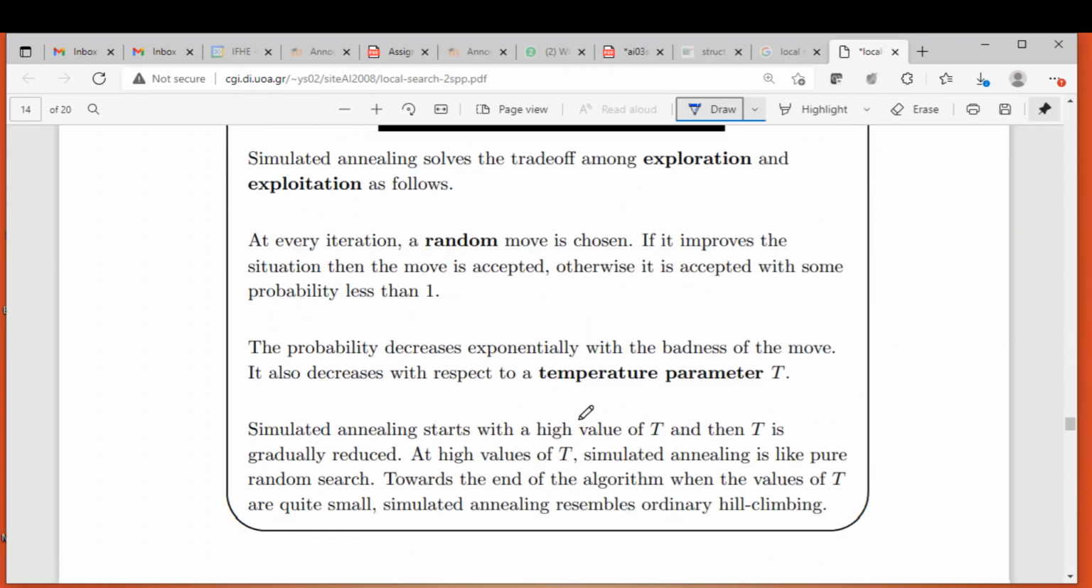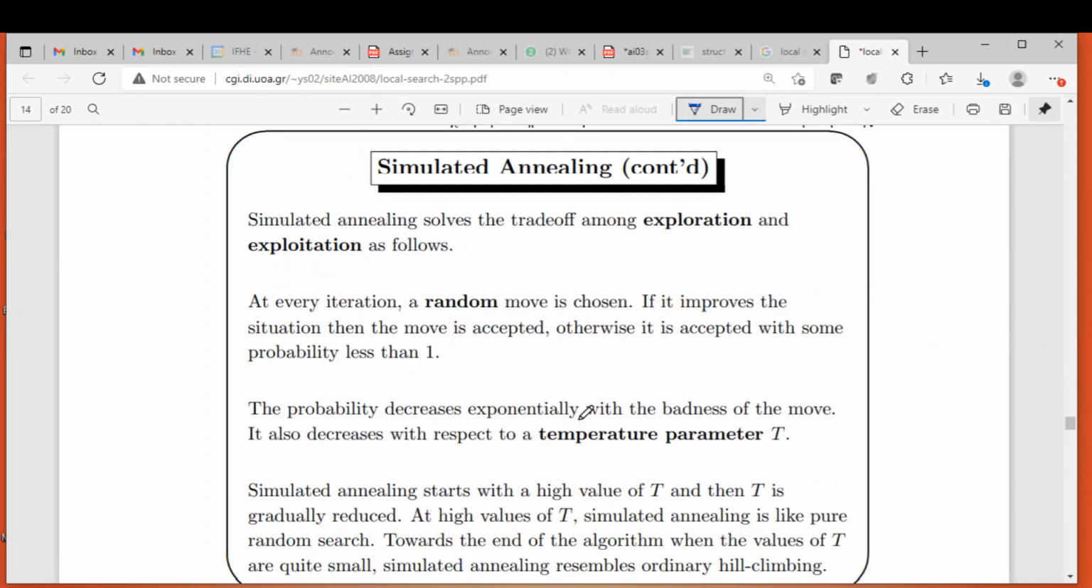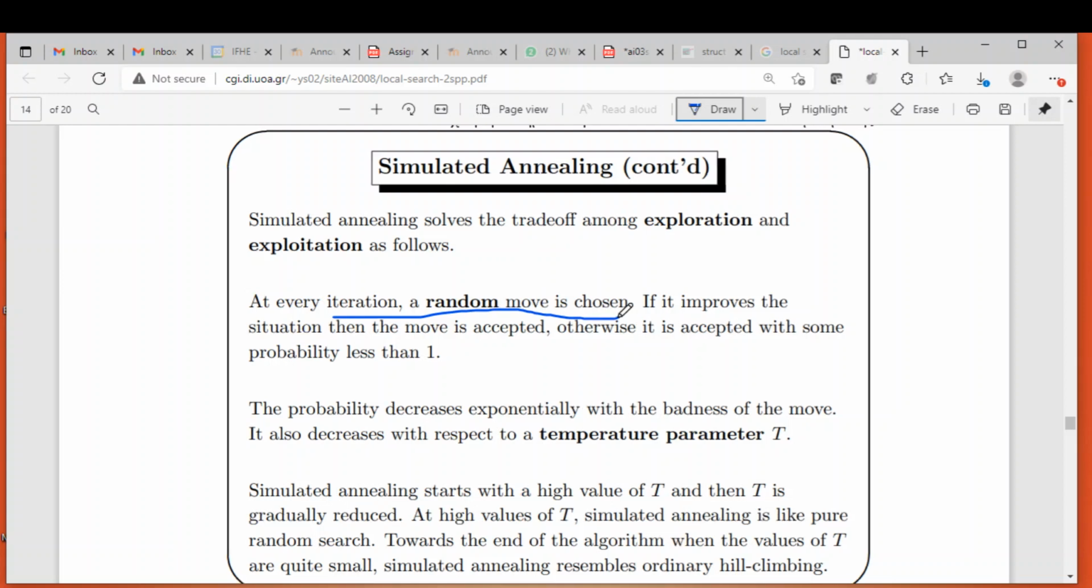Now, how does the whole story of simulated annealing work? In simulated annealing, at every iteration a random move is chosen. You recall the first slide on simulated annealing. There are two cases of hill climbing. One is the algorithm which does not perform downhill movement, and the problem with that algorithm is it is incomplete.